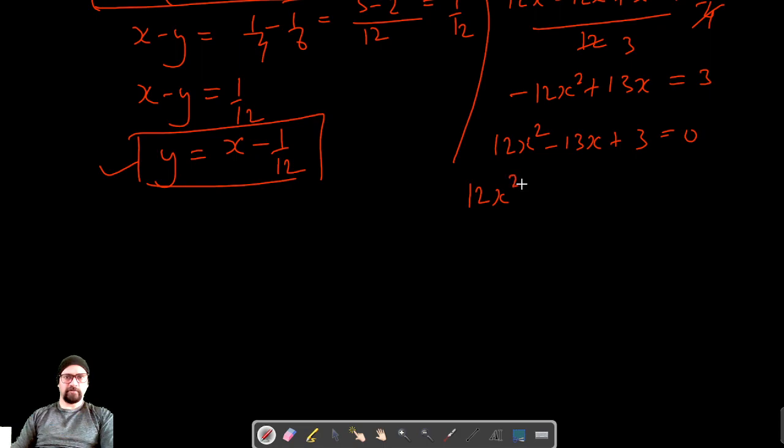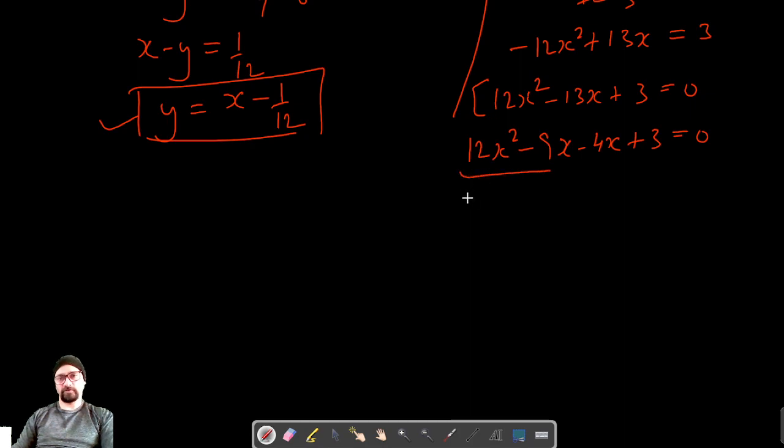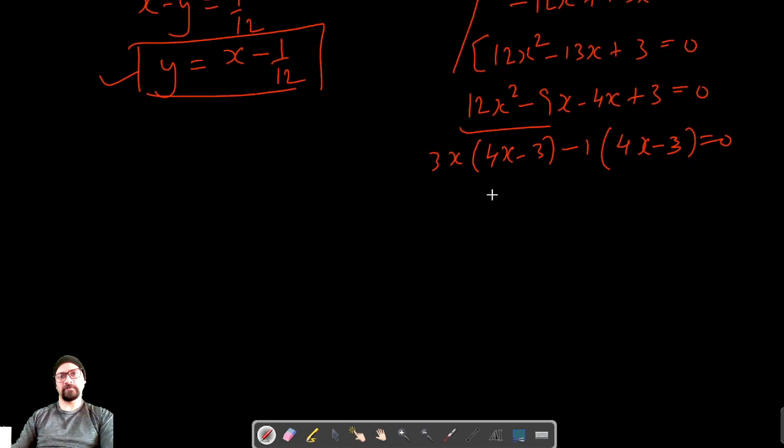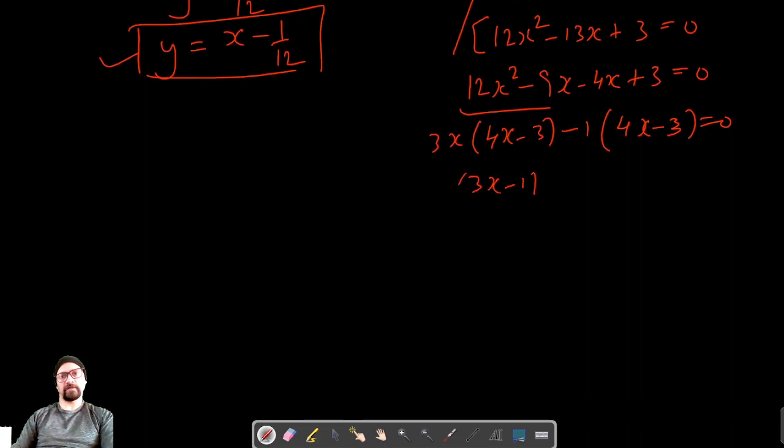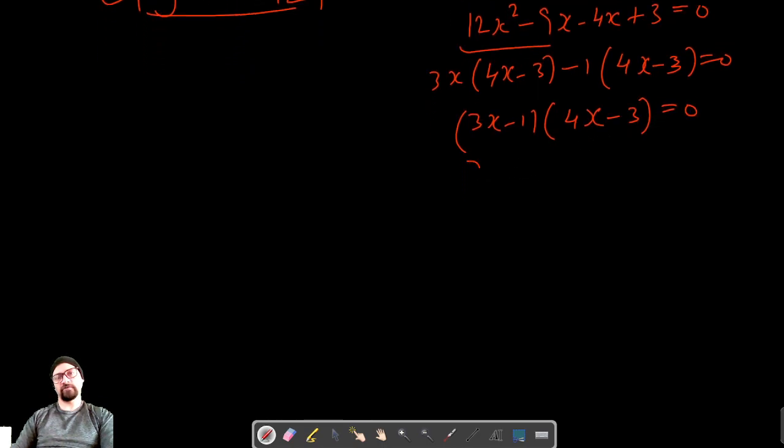Okay, now this can be solved using the factorization method. It is a quadratic equation. So this is 9x minus 4x plus 3 is equal to 0, I mean splitting the middle term into 9x and 4x. For these two, common is 3x, so this is 3x into 4x minus 3 minus 1 into 4x minus 3 is equal to 0. So 3x minus 1 into 4x minus 3 is equal to 0. So x is equal to 1 by 3 and x is equal to 3 by 4.